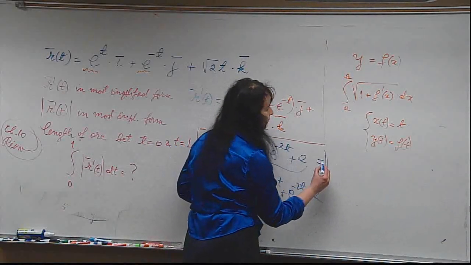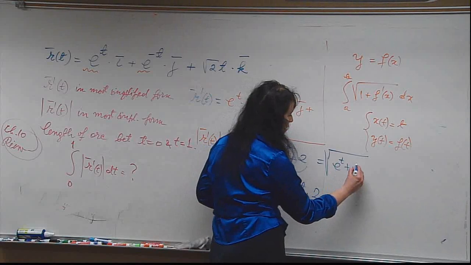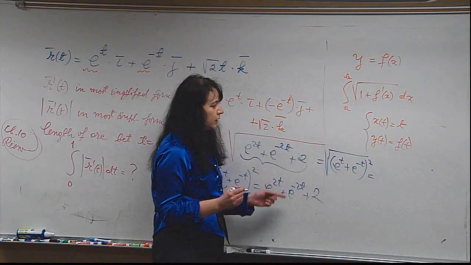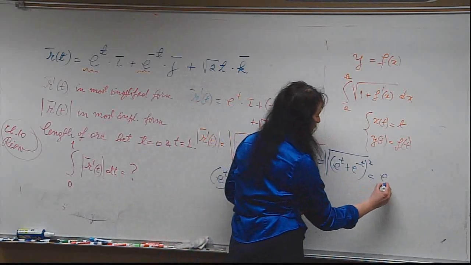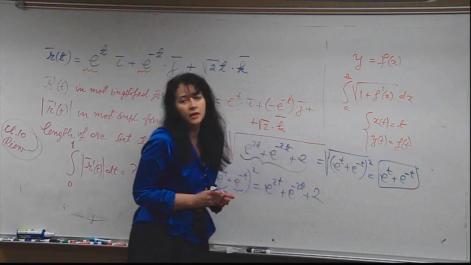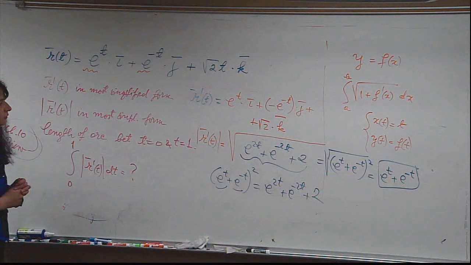Once she saw the perfect square, she was so happy because you take the square root of the square, you get e to the t plus e to the minus t, and that's a trivial thing to integrate. That you have no problem integrating. It's a positive function, very beautiful.